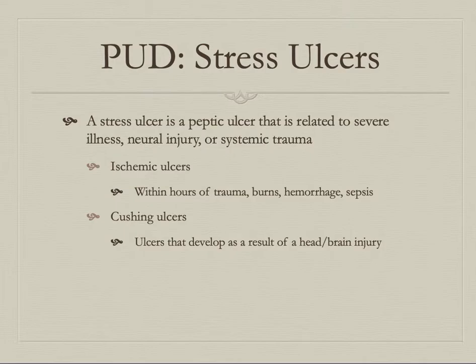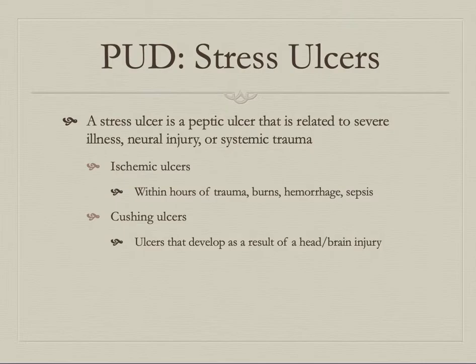Cushing's ulcers are specifically from a head injury, a traumatic brain injury. So somebody who went through a windshield, okay, that's a traumatic brain injury. Fell out of a window onto their head. That's a traumatic brain injury.